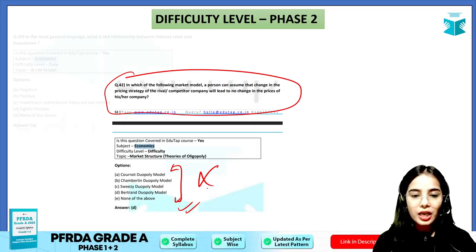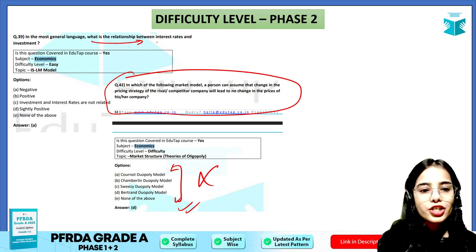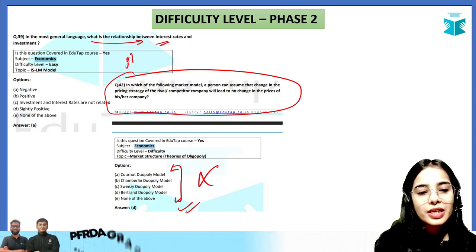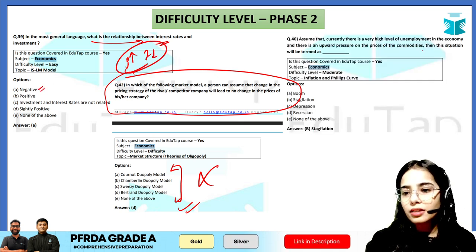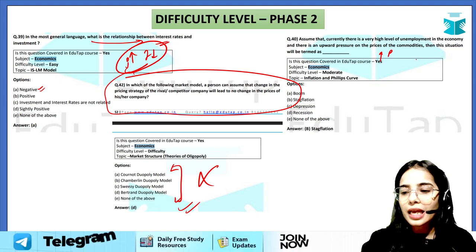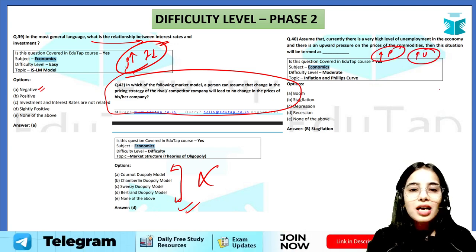Okay, again, what is the relationship between interest rate and investment? If the interest rate is increasing, investment will decrease, so there is a negative relationship. Here, if the price is increasing and unemployment is high, this is stagflation.